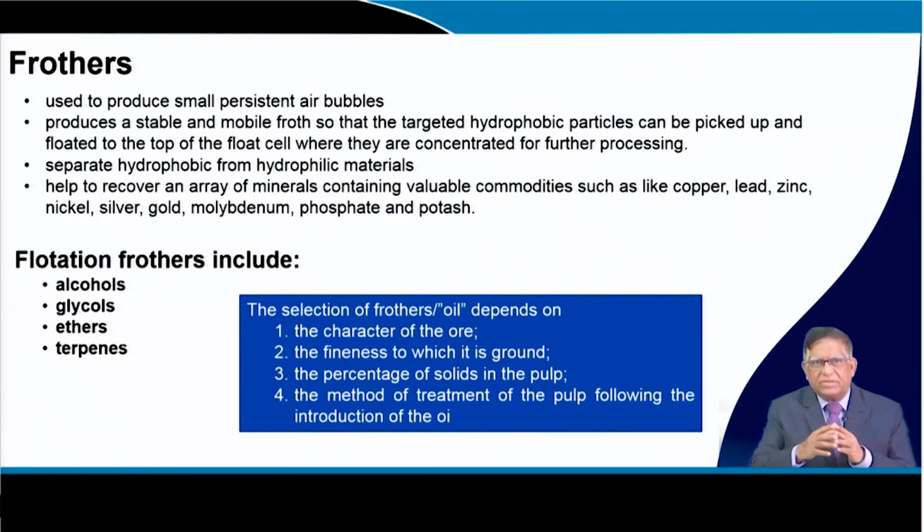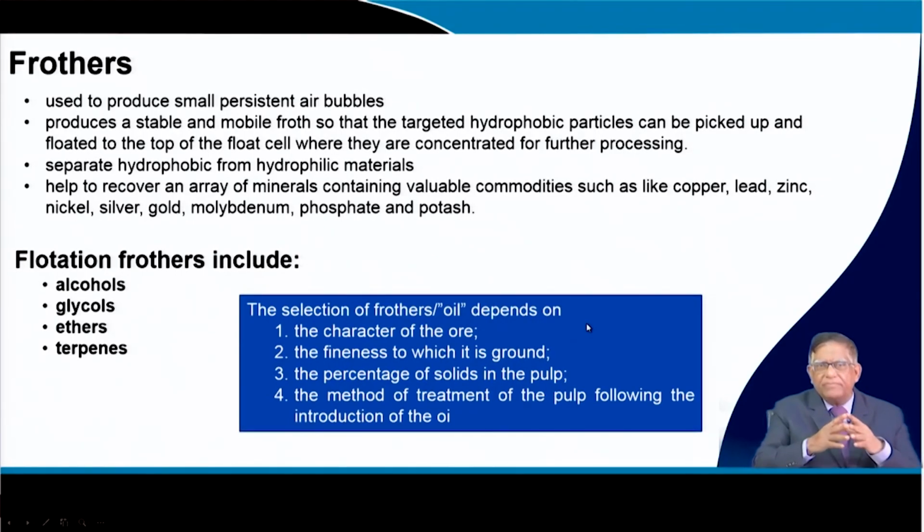But you know the basic types of frothers that are used: alcohol, glycol, ethers, terpenes, like that. Organic oils are used, and sometimes you will find that pine oil and others are also used there. The selection of this oil will depend on what type of ore you are using.